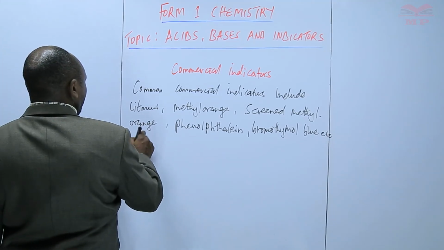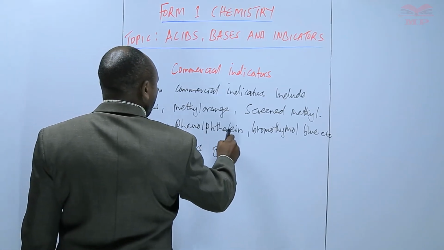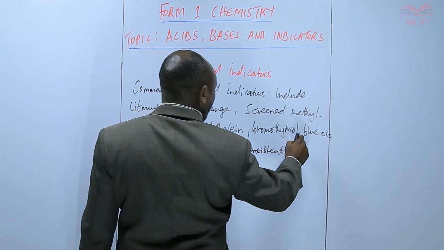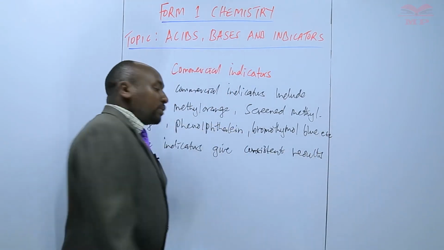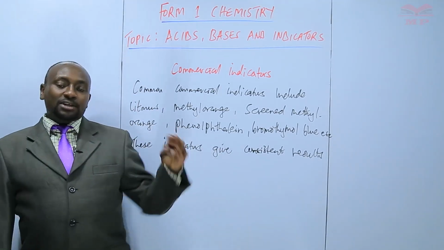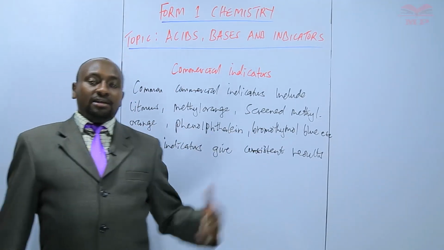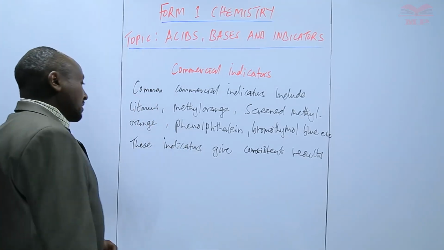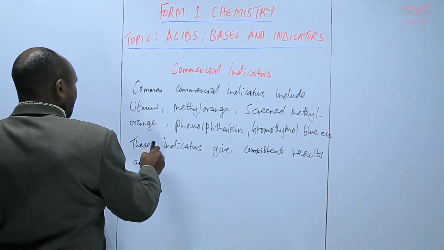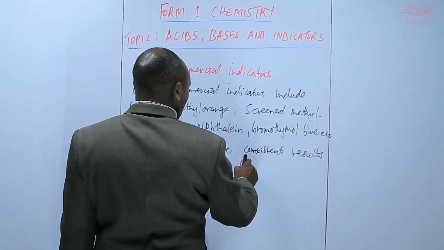So we can first of all say that these indicators give consistent results. So they cannot give you results today and then tomorrow they give you results that are different. So they'll have to be consistent. That's why they are more recommended as compared to the simple ones that are obtained from plants. So these ones are basically the ones that we use. So they give consistent results and can be stored for future use.